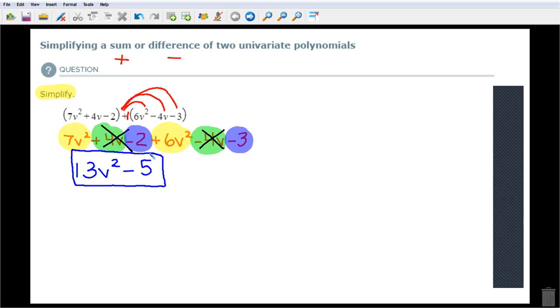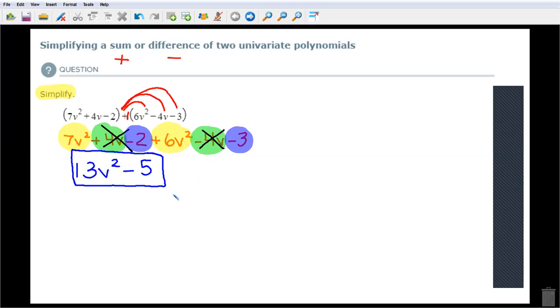So if you take a look at this whole mess right here, when you simplify it, it simplifies down to this. Now, one thing you want to make sure of when you have it simplified, you never want to have two terms that are the same. So you never want to have a v squared and a v squared. You never want to have a v and a v. You want to combine those if they have the same degree and the same variable. If they're not the same and you can't combine like terms, this would be your final answer here.